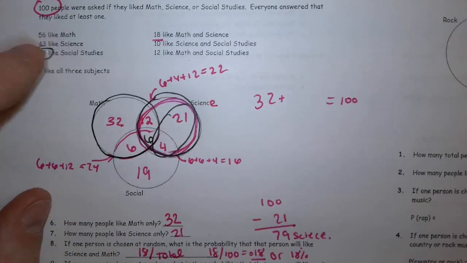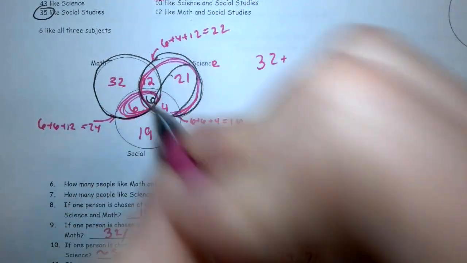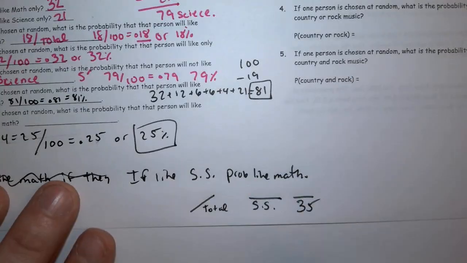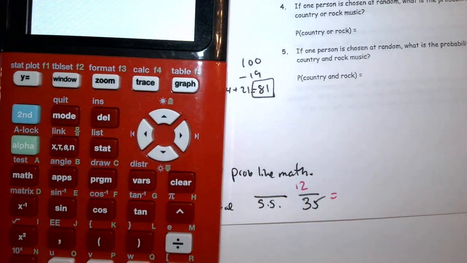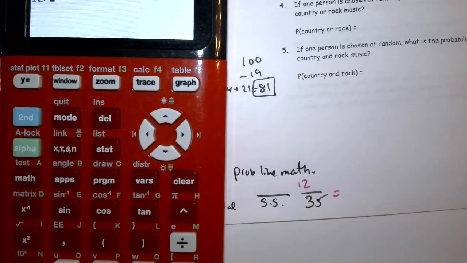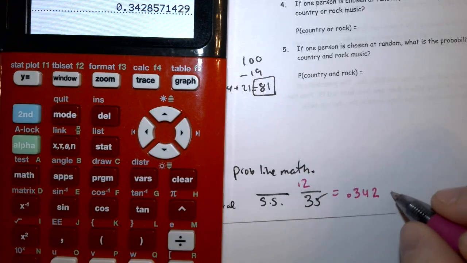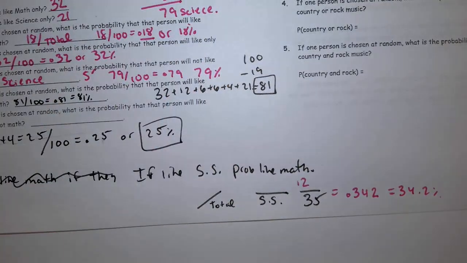Out of those 35, how many people also liked math? How many people are in the math sliver? 12 people are in that math sliver that are also in the social studies circle. So this would be 12 out of 35, which is not an easy thing to do. 12 divided by 35 is 0.342, which is 34.2%.